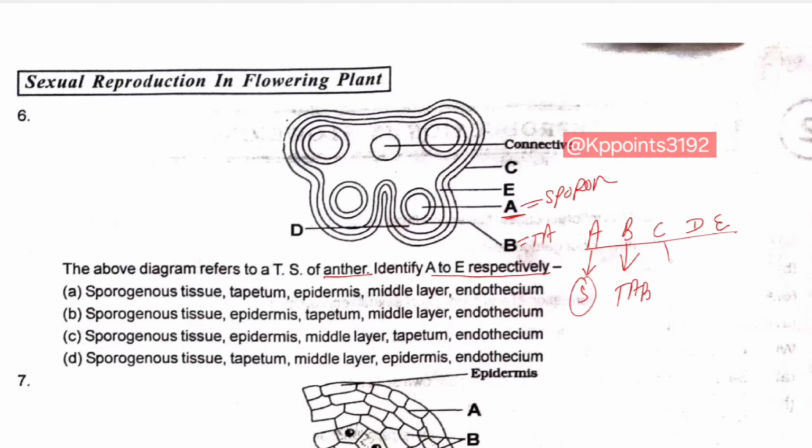Clear? Now C is the outermost layer. The outermost layer is epidermis, and next is D, after tapetum. After tapetum is endothecium. Clear? D is endothecium. Now options: A is sporogenous tissue, yes. B tapetum, yes. C epidermis. Middle layer, no. Middle layer, tapetum, no. Epidermis, A. And E endothecium, yes. So correct answer is A.